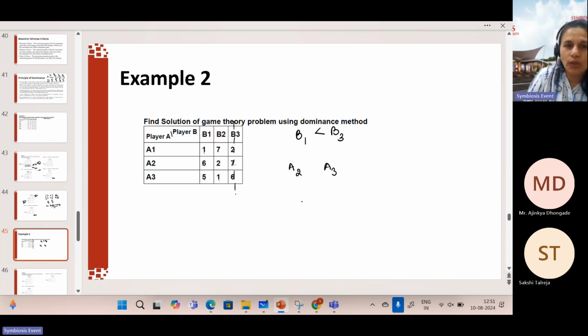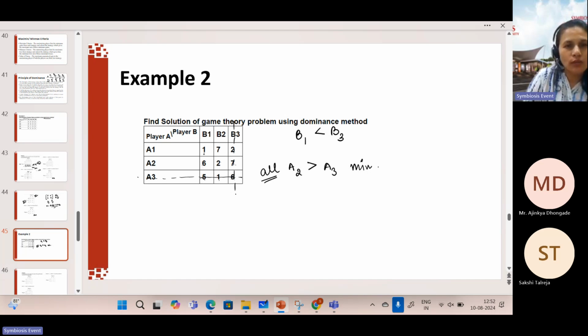And what I'm observing, important thing, is that all the values of my A2 are greater than those of A3. So what do you need to eliminate? Whenever you do row wise, you eliminate the minimum. So what is minimum? Minimum is 5, 1. So this is gone.